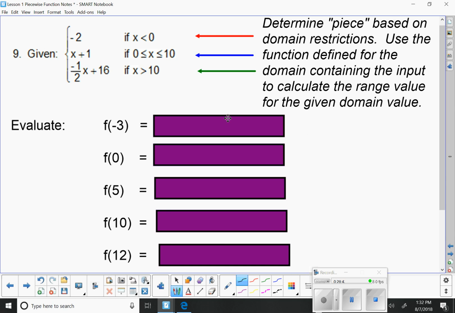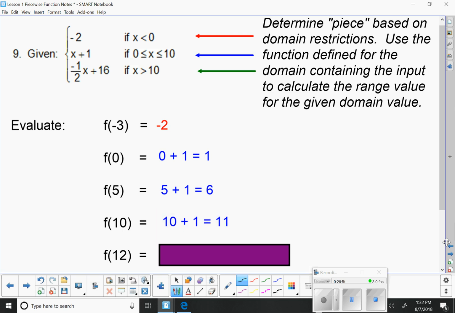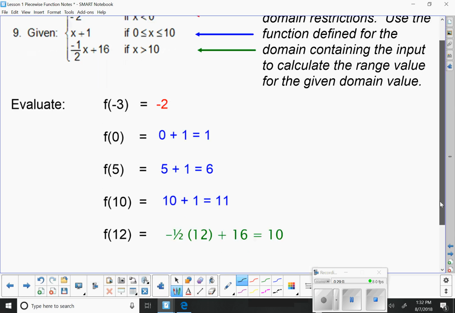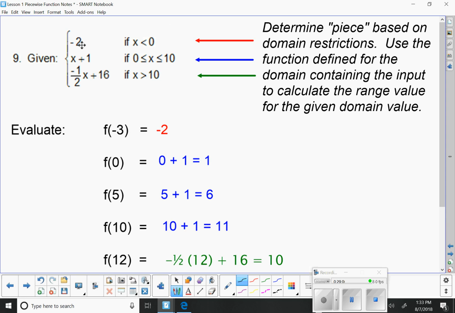Okay, you're back. F of -3 equals -2. F of 0 goes in the second piece. It equals 1. F of 5 goes in the second piece. Equals 6. F of 10 still goes in the middle piece. Equals 11. F of 12 goes in the last piece, and it equals 10. Now, because this is less than 0, greater than 10, and everything in between is covered, there won't be anything undefined for this function.